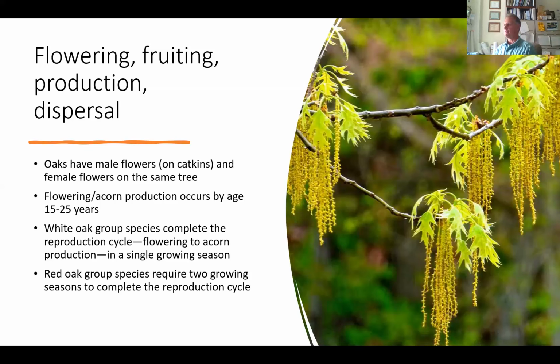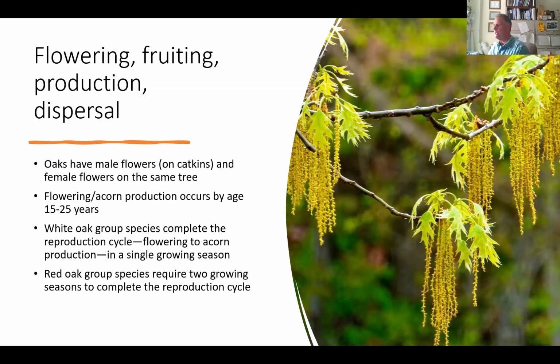So what happens during the first year is a red oak group species might flower, and those flowers are pollinated, and they may begin to produce the bud that will begin to produce the acorn, and that will appear on the branch. And then in the following year, in the following growing season, that bud will become a full-size acorn and drop on the ground.